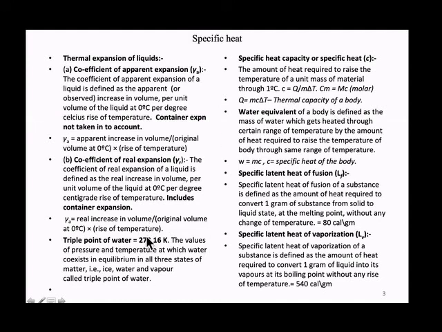From this scale, all other scales are defined. What is specific heat capacity? The amount of heat required to raise the temperature of unit mass of material through 1 degree centigrade. So specific heat C is defined as Q, the amount of heat required for unit mass for unit rise in temperature, where delta T is 1 degree centigrade. So this Q, mc delta T, is the thermal capacity of a body.